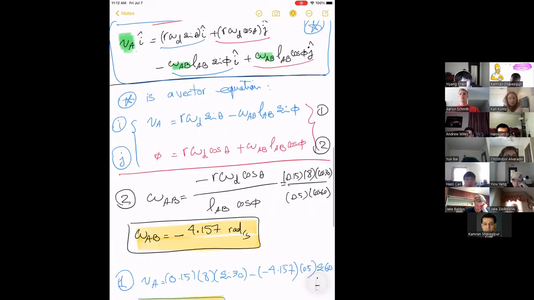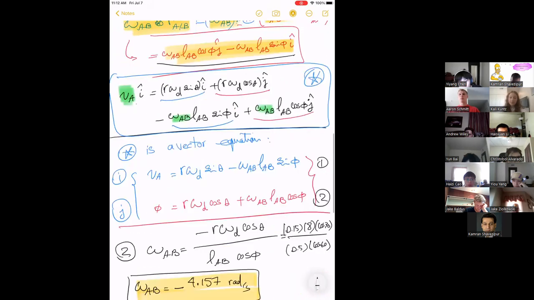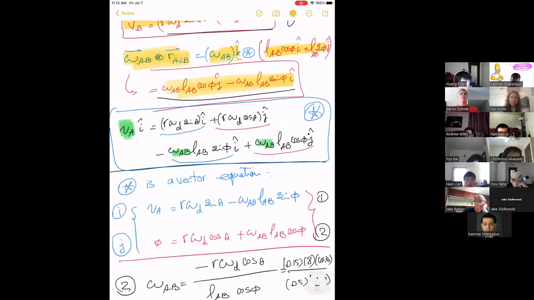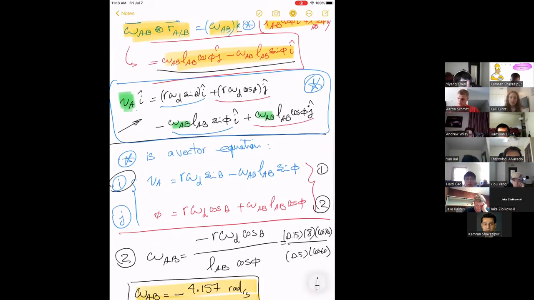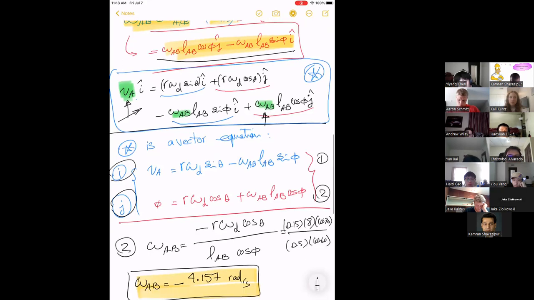We did it for velocity. We got the equation settled. We came up with this vector equation with i's and j's. Because i and j are perpendicular directions, they are independent of each other. I separated the i component of the vectors and the j component of the vectors. I got two equations for the two unknowns that I have, right? Now, the rest is just a solution.